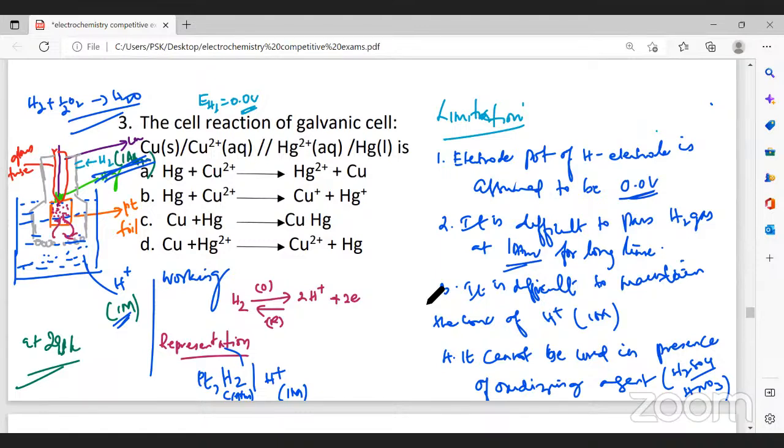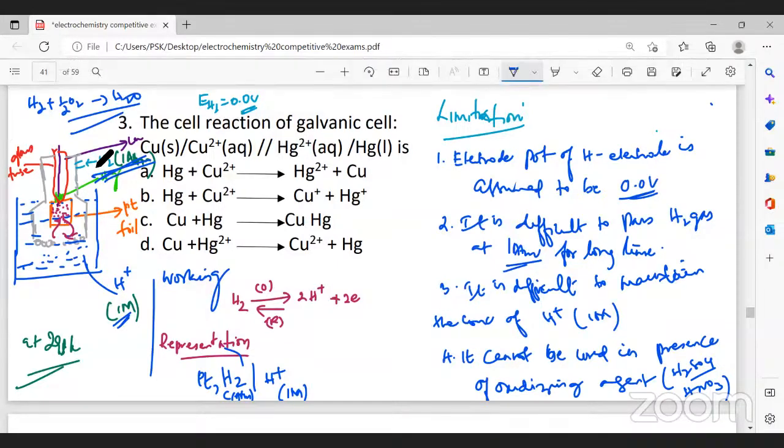I think it's easy to remember. First one is the electrode potential of hydrogen electrode is assumed to be what? 0. It is not truly 0. Second, it is difficult to pass hydrogen gas at 1 atmosphere for a long time because the temperature varies. Therefore, the pressure also will vary. And it's difficult to maintain the concentration of the acid 1 molar for a long time because hydrogen gas will dissolve in it. Some of the hydrogen gas will dissolve. It cannot be used in the presence of oxidizing agent because the hydrogen gas will get oxidized to water. So these are the demerits of hydrogen electrode.